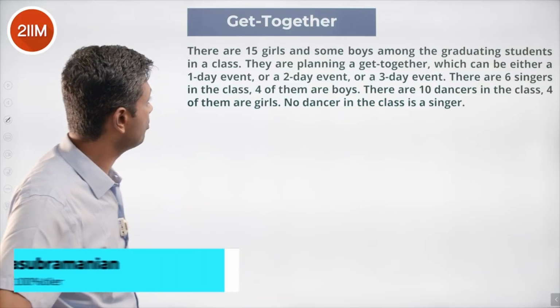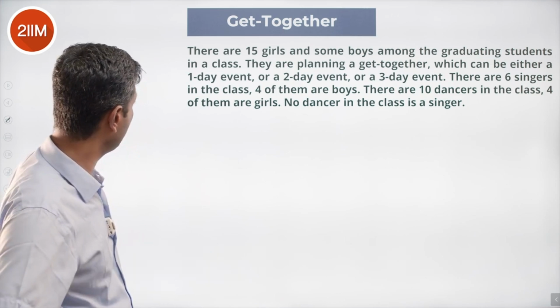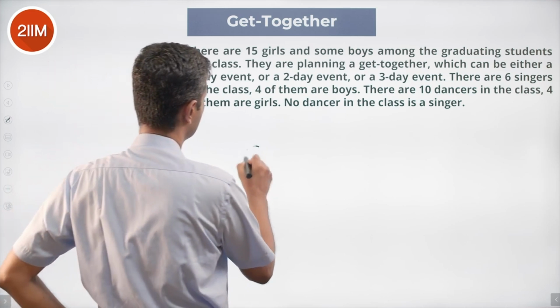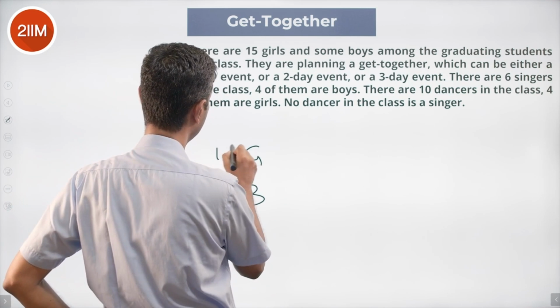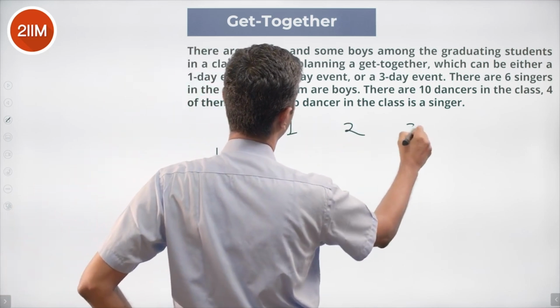There are 15 girls and some boys among the graduating students in a class. They're planning to get together, which can be either a 1-day event, a 2-day event, or a 3-day event. And so, girls and boys, 15 of them, some X of them, 1 day, 2 day, 3 day.